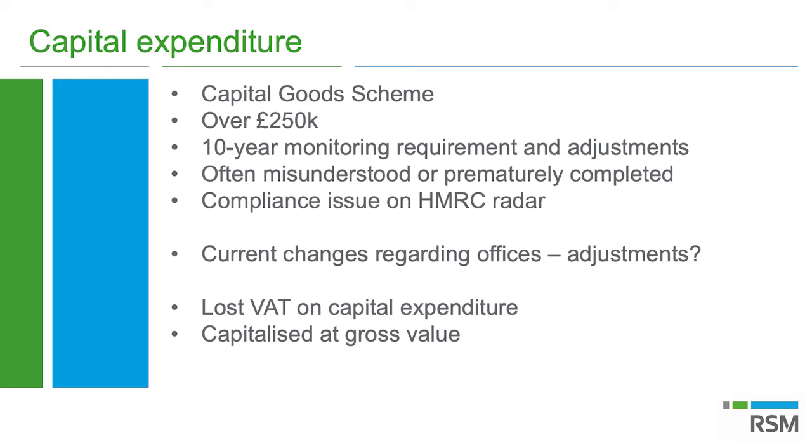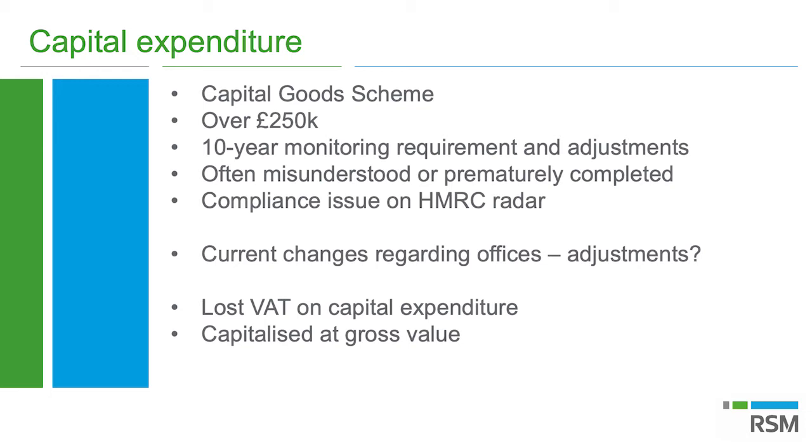The complex rules around the capital goods scheme are often misunderstood across all sectors. However, in the housing sector I often find that adjustments are stopped prematurely. This might be because of a merger, a change in staff, or not understanding the length of the requirements. It is a serious compliance issue and one which is also on HMRC's agenda at VAT visits.